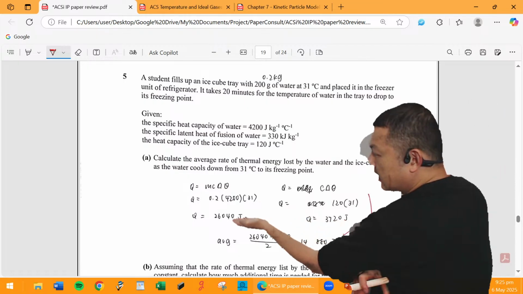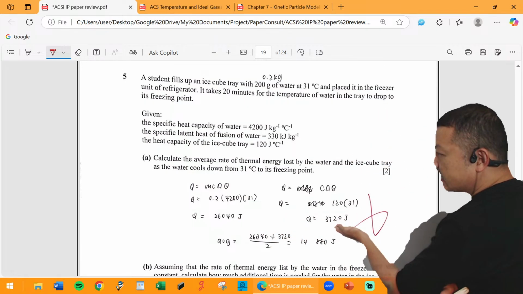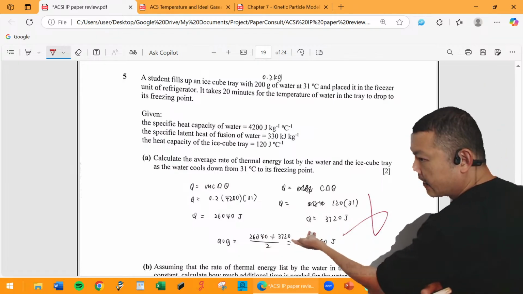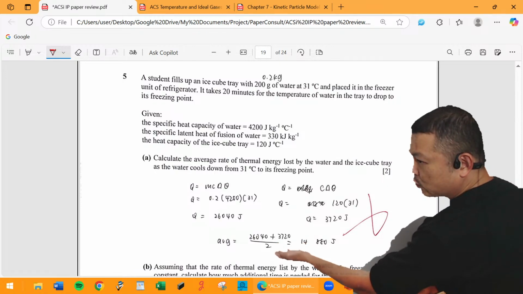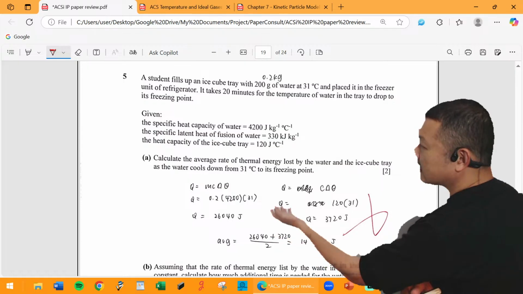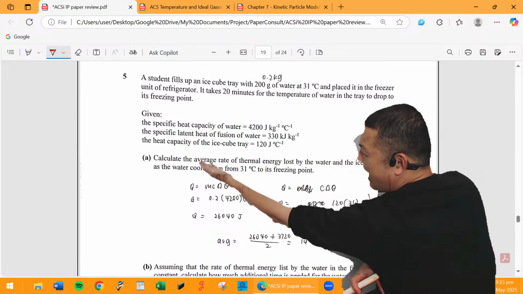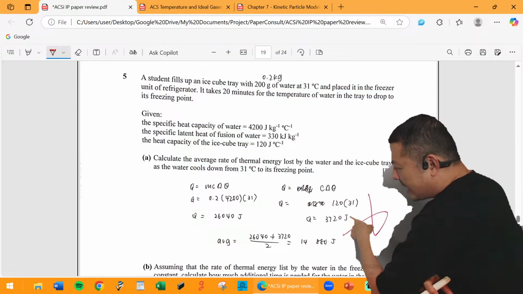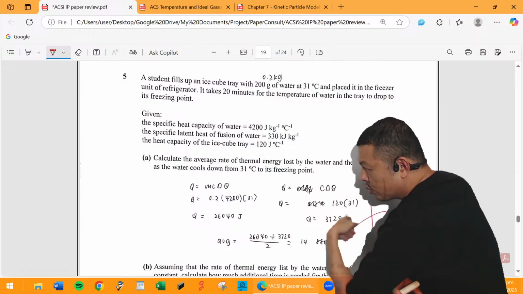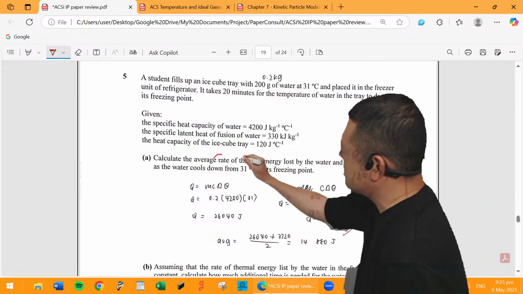You calculated the heat loss by the water, right? You calculated the heat loss by the ice cube tray, right? You added them both, right? Okay, firstly, why the world do you divide by 2? Did they ask you for average? They ask you for average rate of thermal energy. Rate of thermal energy. So technically speaking, you should have gotten 1 mark for these 2 Qs, but you're supposed to divide it by time. What do you think rate means?